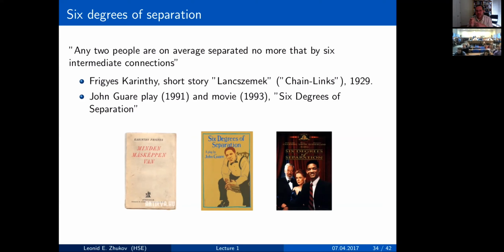The funny thing is that this idea was put forward for the first time by one of the Hungarian authors, Frigyes Karinthy, in his short story. And then it made it into a play, it made it into a Hollywood movie. And so when people started studying social networks and realized it's a small world, they also named it six degrees of separation, right?